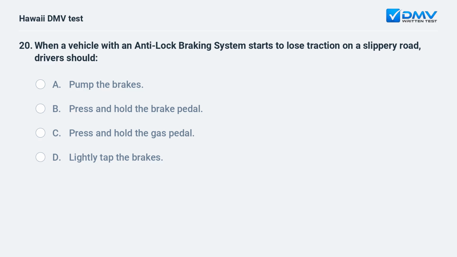When a vehicle with an anti-lock braking system starts to lose traction on a slippery road, drivers should A. Pump the brakes. B. Press and hold the brake pedal. C. Press and hold the gas pedal. D. Lightly tap the brakes.